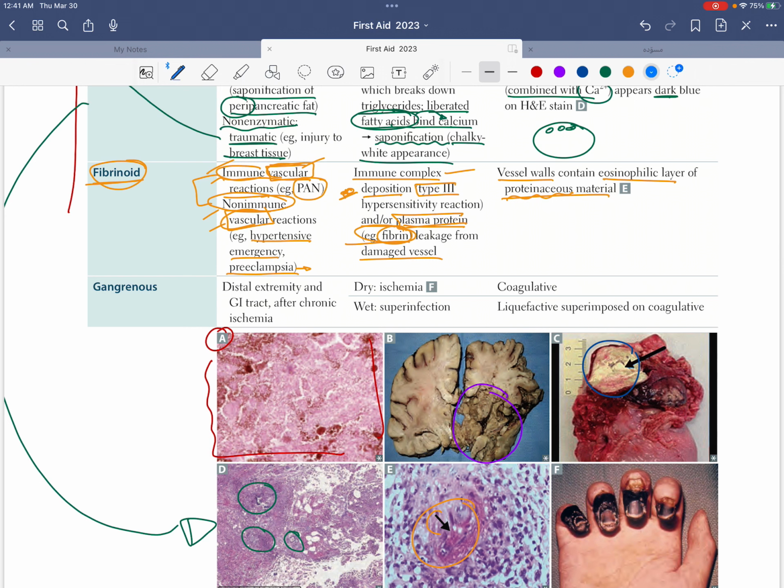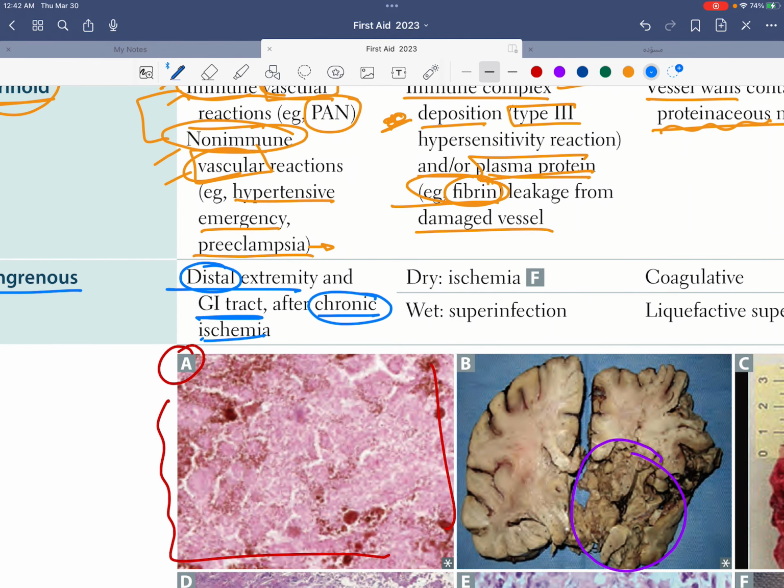The very last type of necrosis is gangrenous. It's usually in the very distal extremities, and the GI tract, after chronic ischemia. Basically, the reason is chronic ischemia. So over here, it's a chronic decreased supply of blood and nutrients. That's why it first happens distally, because the blood takes a really longer time to get to the extremities and the GI tract.